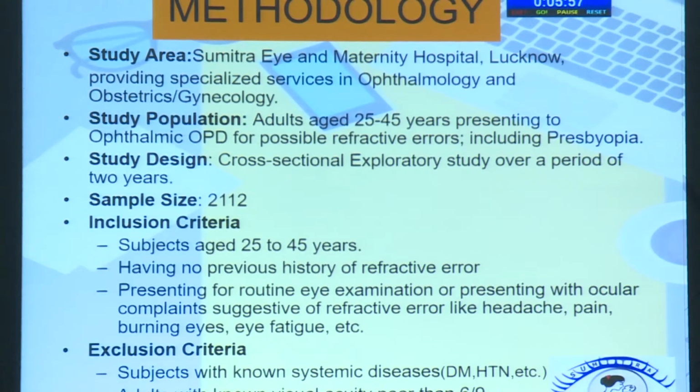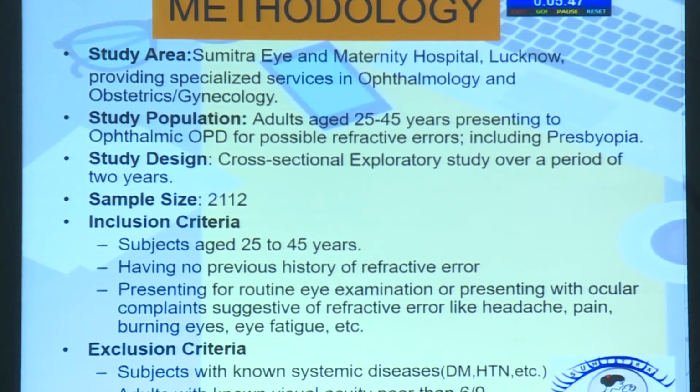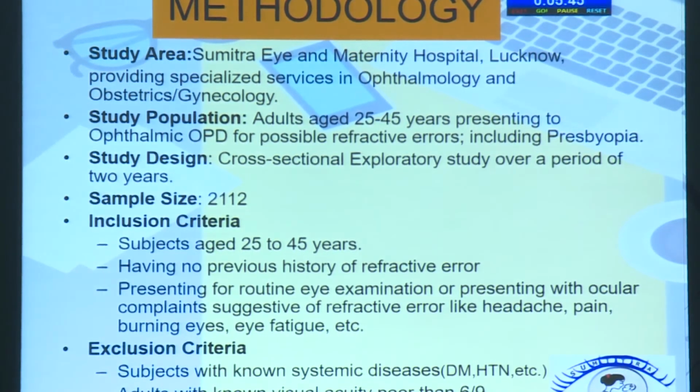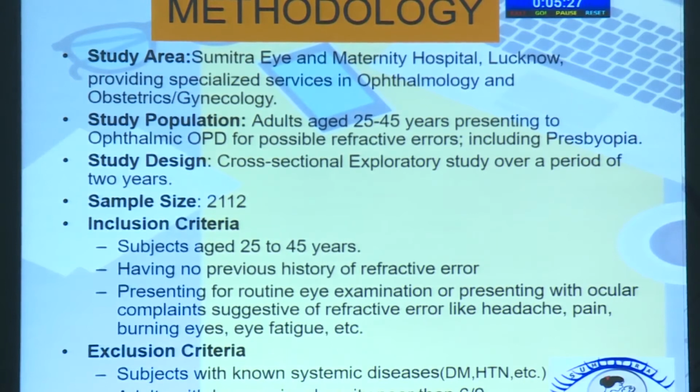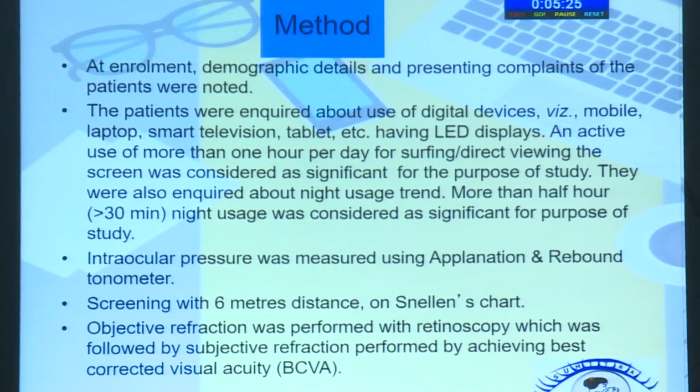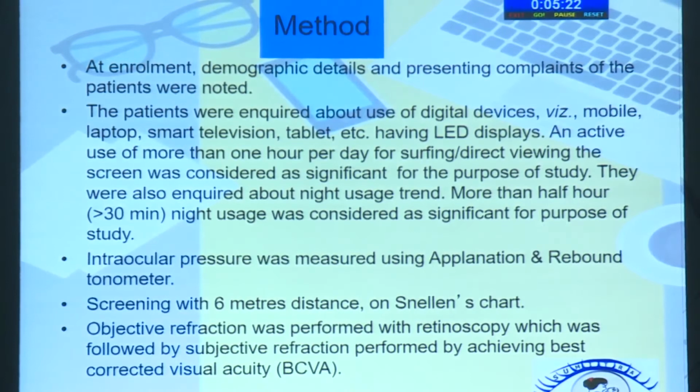The study was done at Sumitra Eye Care and Maternity Hospital, Lucknow, among the population of 25 to 45 years of age. This was a cross-sectional exploratory study over a period of 2 years, with a sample size of approximately 2100. These were subjects with no previous history of refractive error, who presented with ocular complaints like headache, pain, burning eyes and eye fatigue. Subjects with known hypertension and diabetes were excluded, and vision less than 6/9 was also excluded.